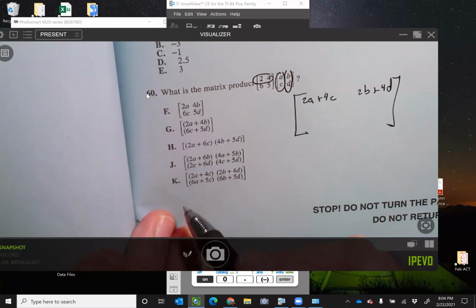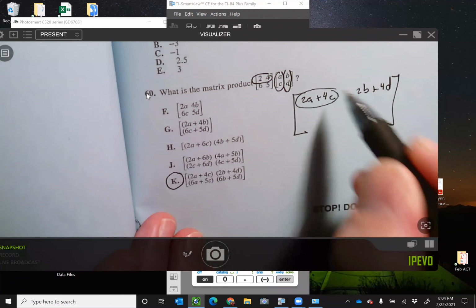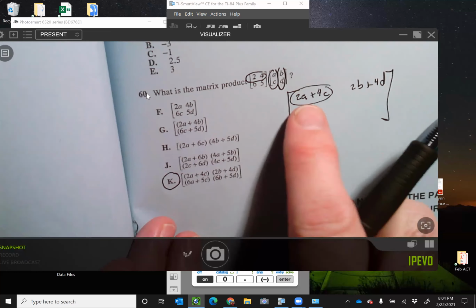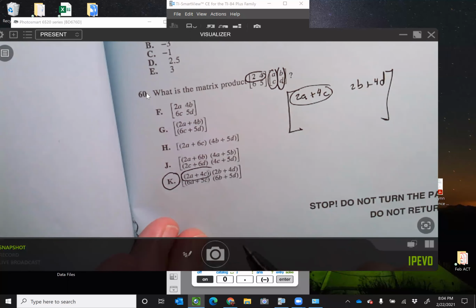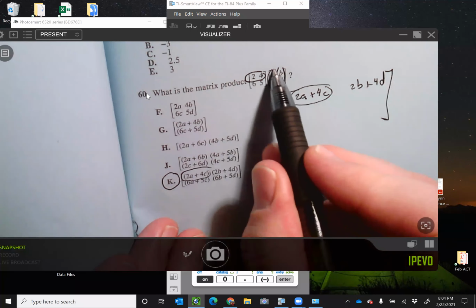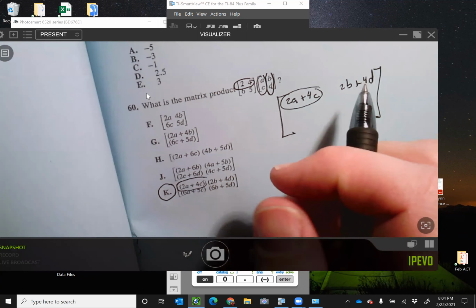Now the thing is, once we had this piece here, and this is what happens a lot on the matrix questions, this is the only one with that piece there. We could have stopped after doing this row times this column. We could have stopped right there and been okay.